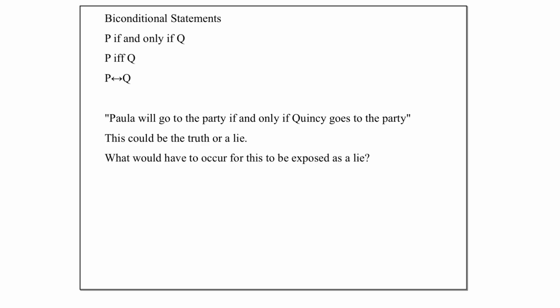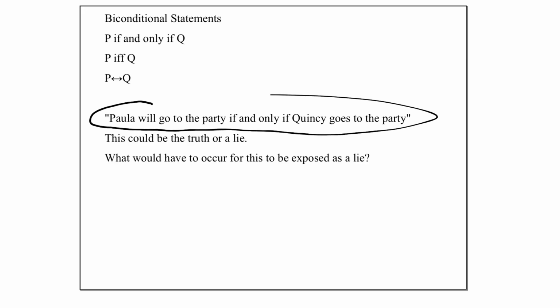Now, there's also another type of logical relationship here, which is something called the biconditional. A biconditional is an expression like this: Paula will go to the party if and only if Quincy goes to the party. And we use this notation. There's a couple of ways we could say that. There's this funny one with the "if" with 2 F's, but most commonly they use the symbol with the arrow with the arrowhead on both sides.